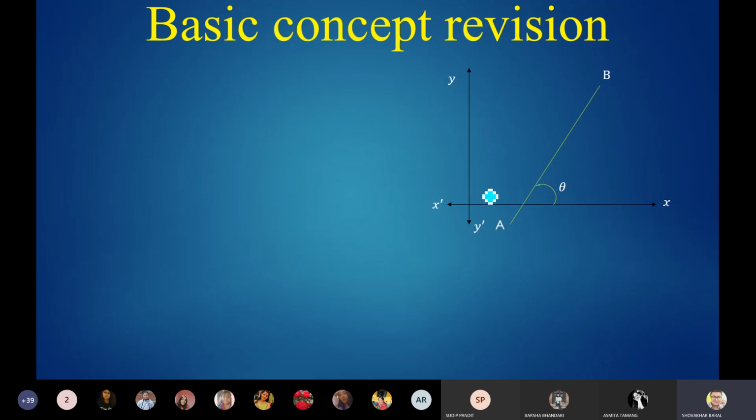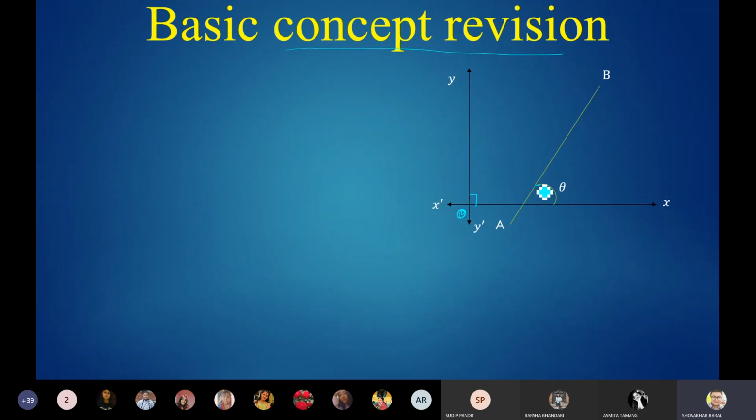Okay, suppose this is any straight line AB. I'm going to the topic. I'm trying to revise the concept that is needed here. This is a straight line AB, and this is the x-axis and y-axis. They intersect at the origin. Let us suppose this is the origin. You can draw the figure in your copy by writing "basic concept revision" at the top.